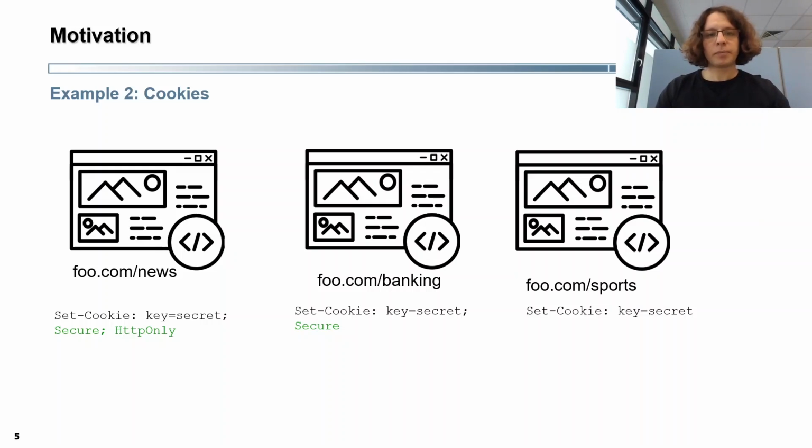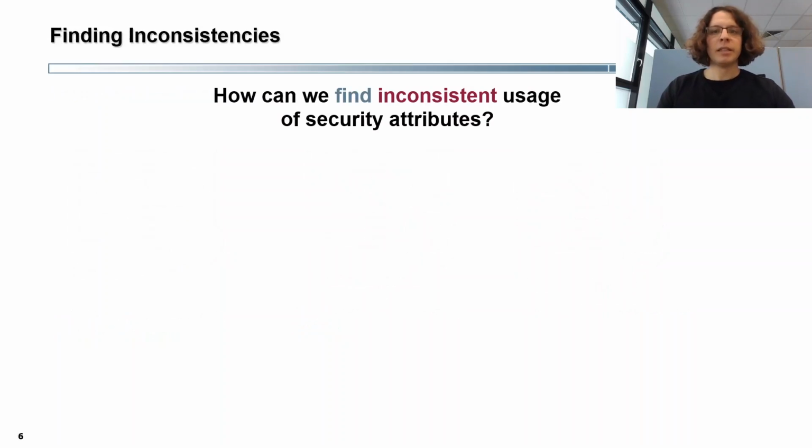This example highlights that depending on the page that the user visited last, a different cookie is stored, or different security flags are stored in the cookie jar. If the user visited /news last, then two security flags are set, while if /sports is visited last, no security flag is set at all. These two examples highlighted that a problem could exist if security attributes are used inconsistently.